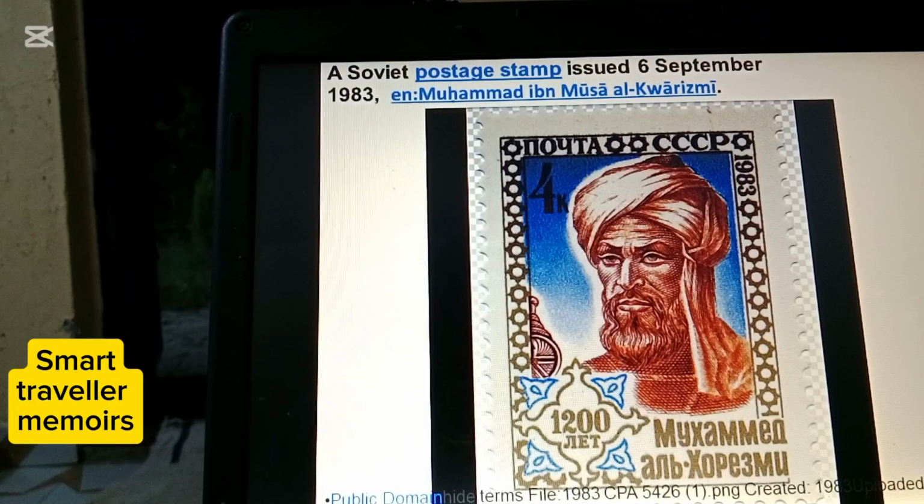So I managed to get the idea of how he looked after I researched, and I got a postage stamp with his head. So that man looked like that, the father of algebra.